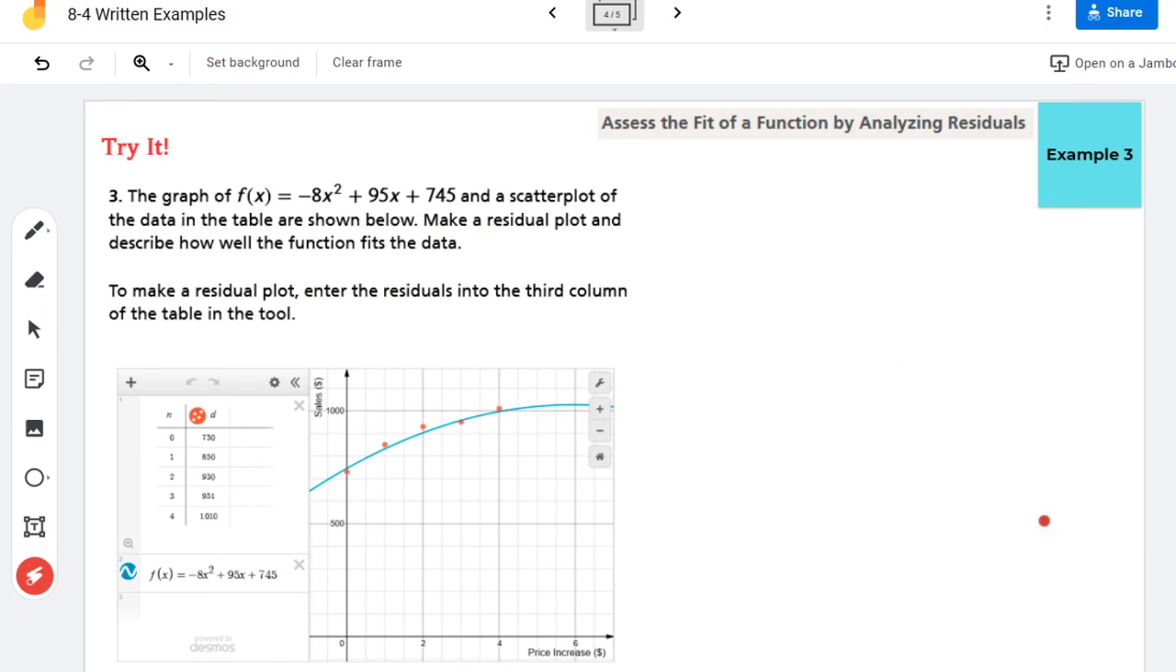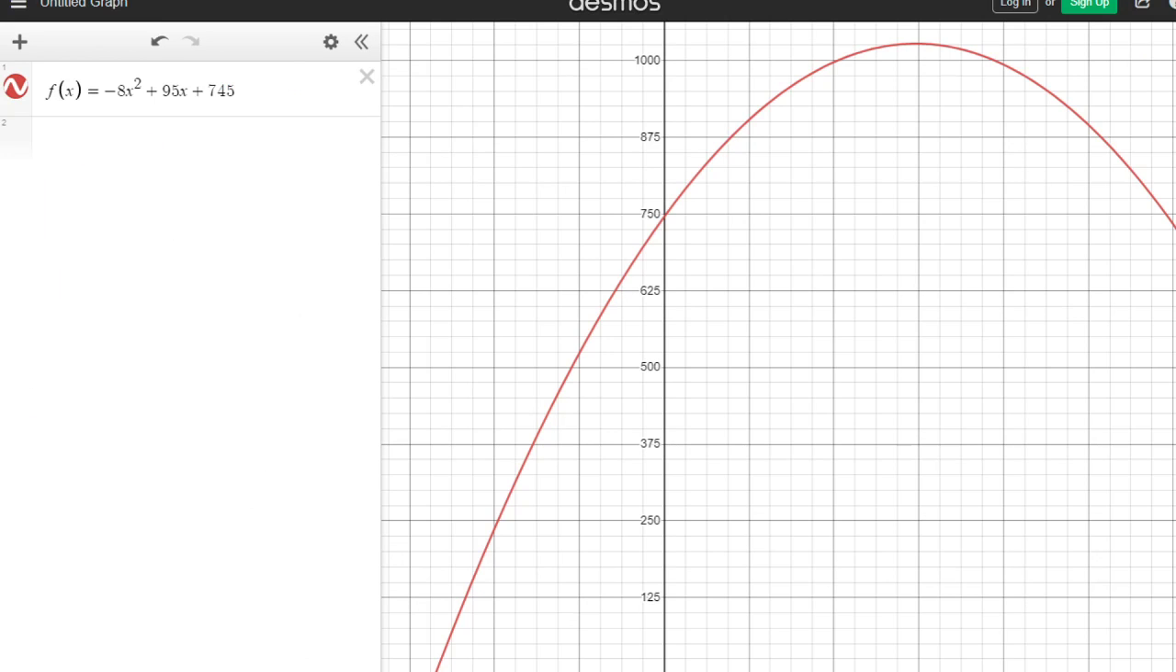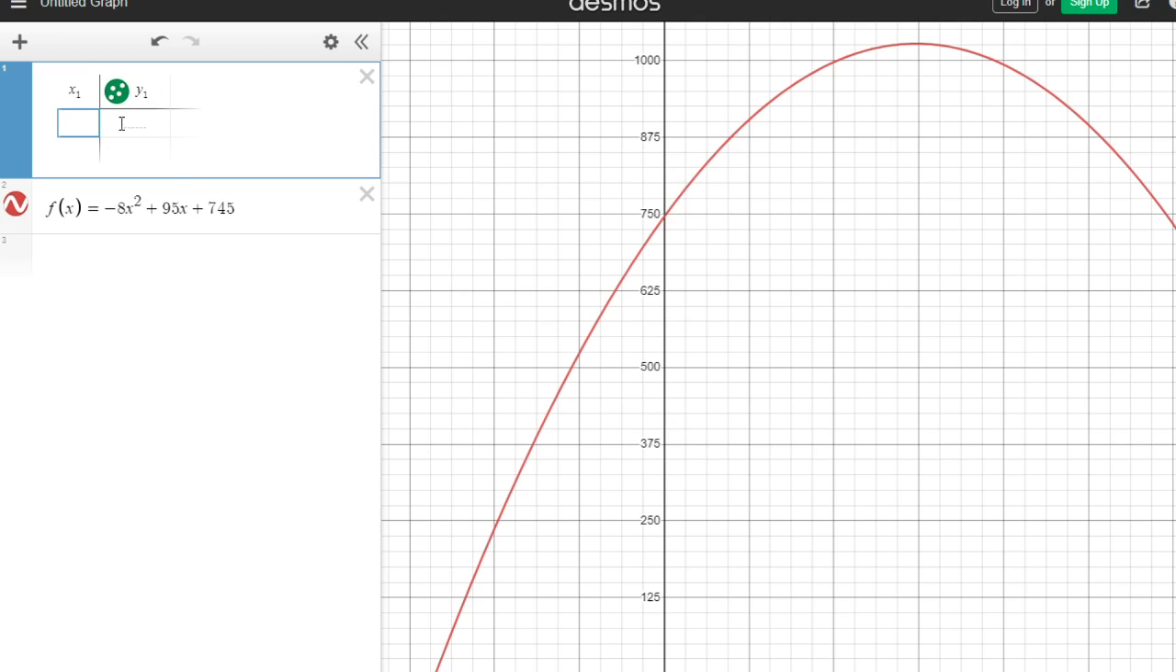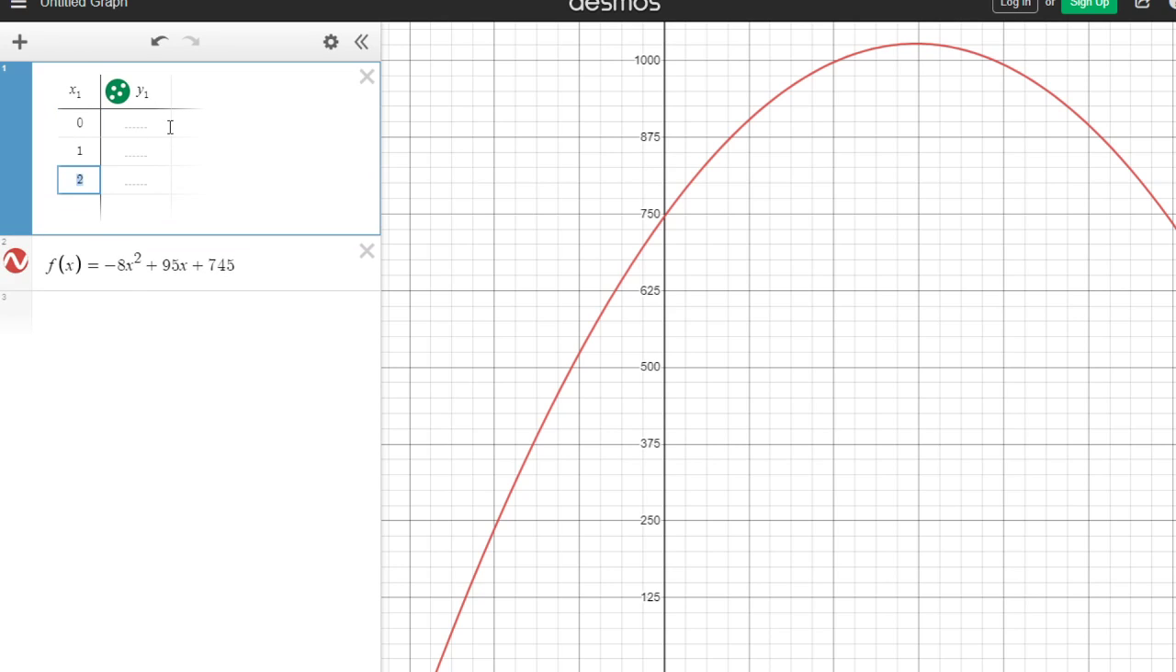So now in the try it, they actually give you a Desmos graph to manipulate. I'm going to show you how to create this in Desmos on your own. But they want us to make a residual plot and describe how the function fits the data. And what's interesting about this is they don't actually do a real regression on it, which I thought was interesting.